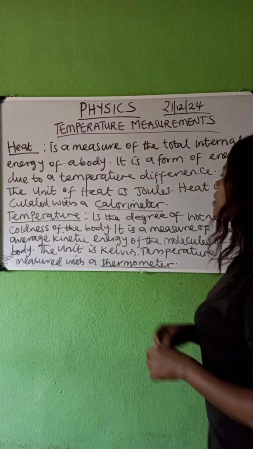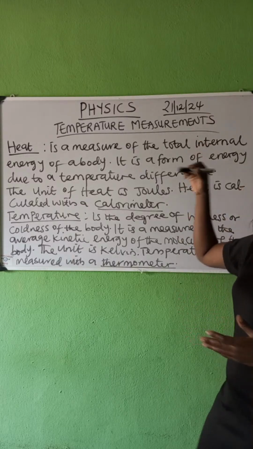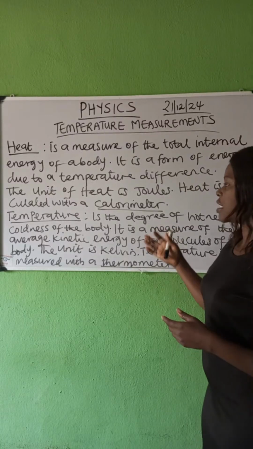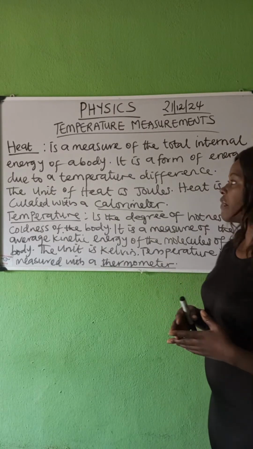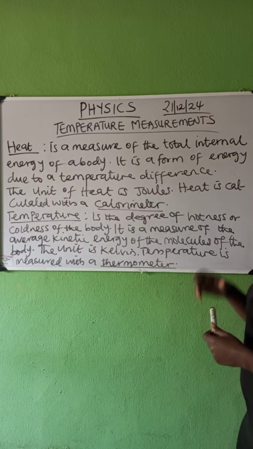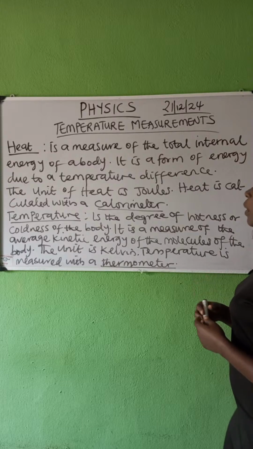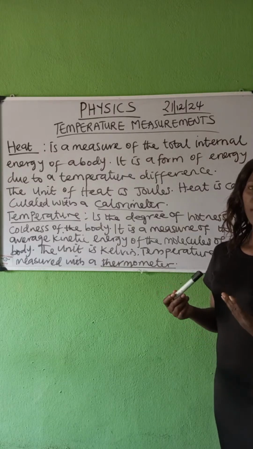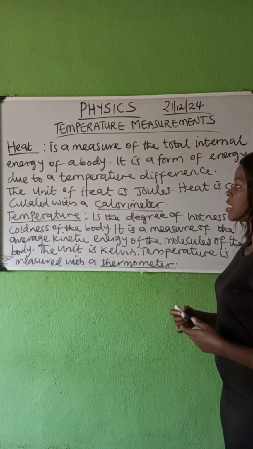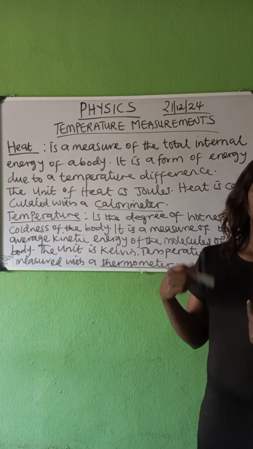Okay. So let me explain. Temperature measurement. Under it, before we go into the topic, we need to know what heat is and what temperature is. It can help you to know the difference between both of them. So we can go to heat. Heat is a measure of the total internal energy of a body. It is a form of energy due to temperature difference. So when you apply heat to a body, it causes temperature difference. Now, what is this heat? Heat is the total internal energy because the energy is coming from where? From inside of that particular substance.